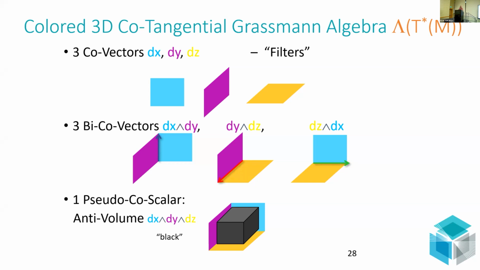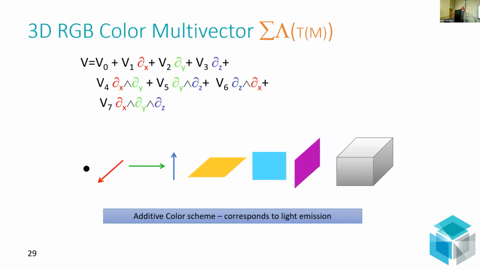Yellow filtered with cyan becomes green. And if you combine it all together, becoming like an anti-light volume, which is the black element. So this is a way to have 2 algebras of the colors in 3D. And the 3D RGB multivector of a tangential space is like a linear combination, like black plus 3 fundamental colors, additive colors, plus 3 combined colors, plus a white element. With an additive color scheme, it corresponds to a light emission.